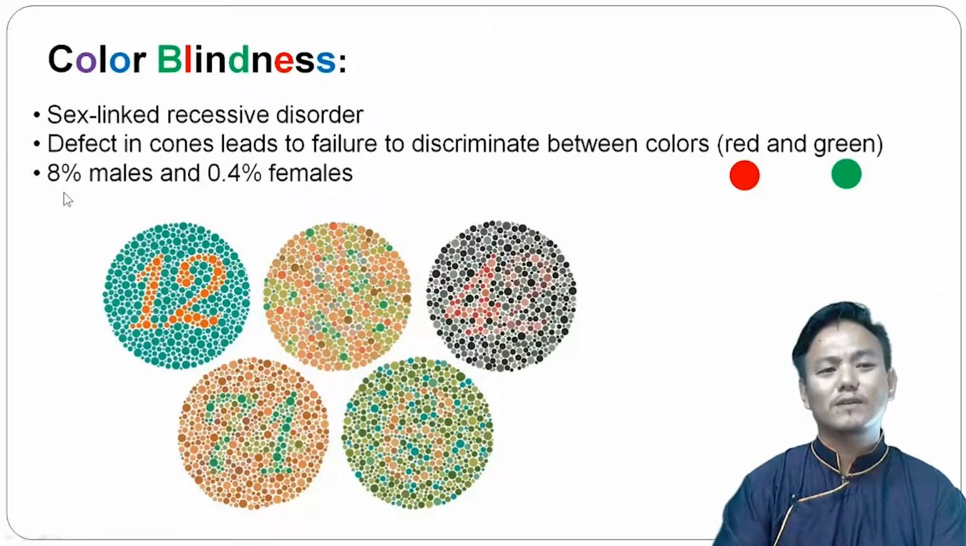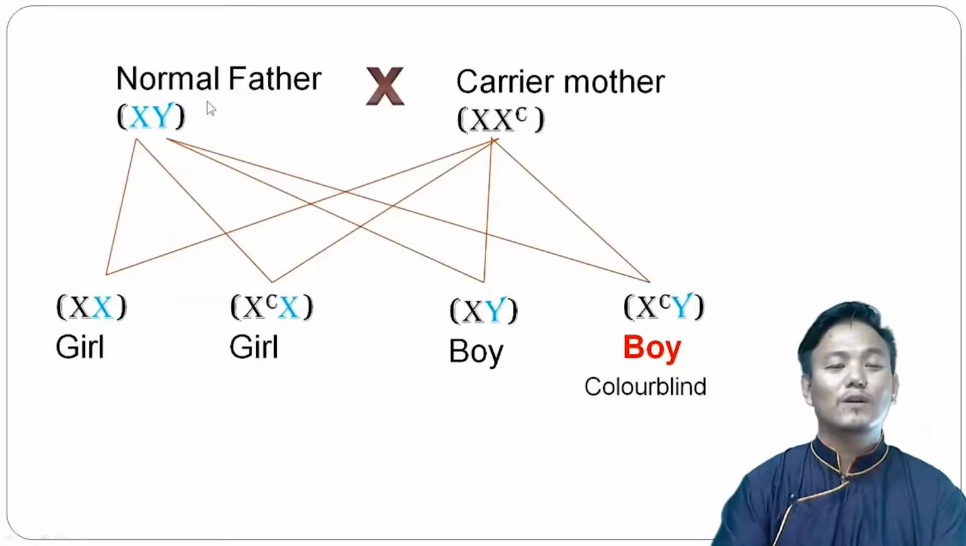However, males have only one X chromosome, and if that lone X chromosome carries the defective gene, he will be suffering from color blindness. And this will become much clearer if you go through this particular cross between these two individuals. We have one normal father. The father is not suffering from color blindness, and we have a carrier mother. She is said to be a carrier because she is not suffering from color blindness, but she is carrying the color blindness gene on one of her X chromosomes.